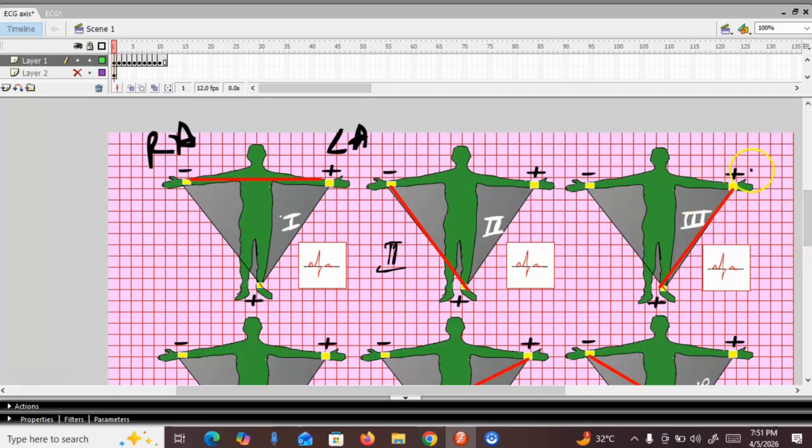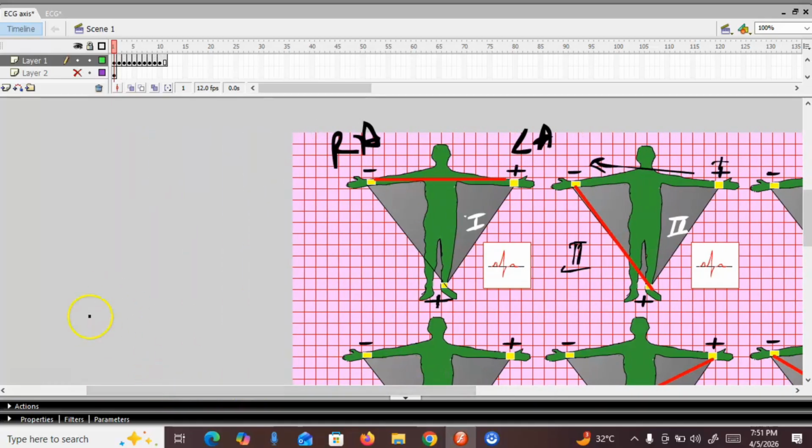Now listen here. The left arm is positively charged and the right arm is negatively charged. The foot is what? Positively charged. So the impulse will flow, or the vectors will flow, from the negative terminal to the positive terminal. Now the flow of the vectors. How is the flow of the vectors?